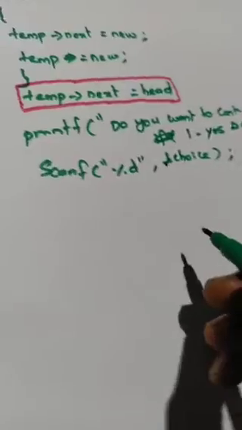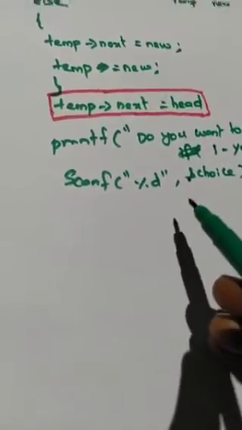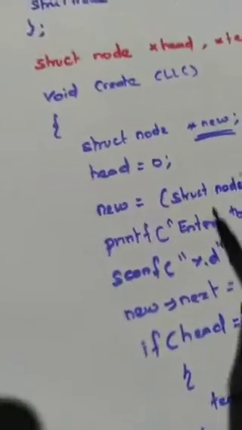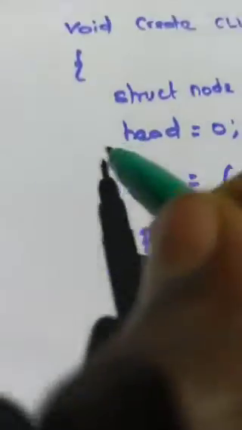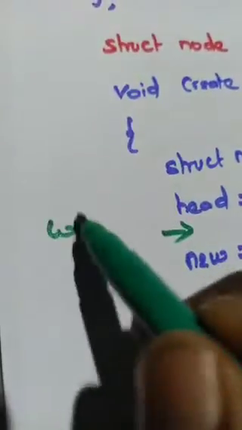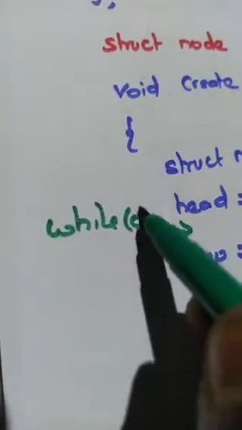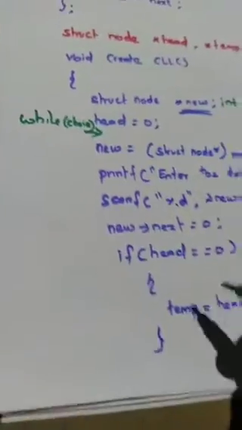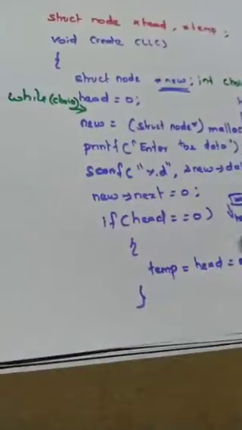Okay, so after making this, where should I use this condition in this code? After the head function, see here I have to use while choice. So if it is 1, the following code will run once again for inserting a new data. If it is 0, it will go to exit. Okay, so that's the use of this statement.